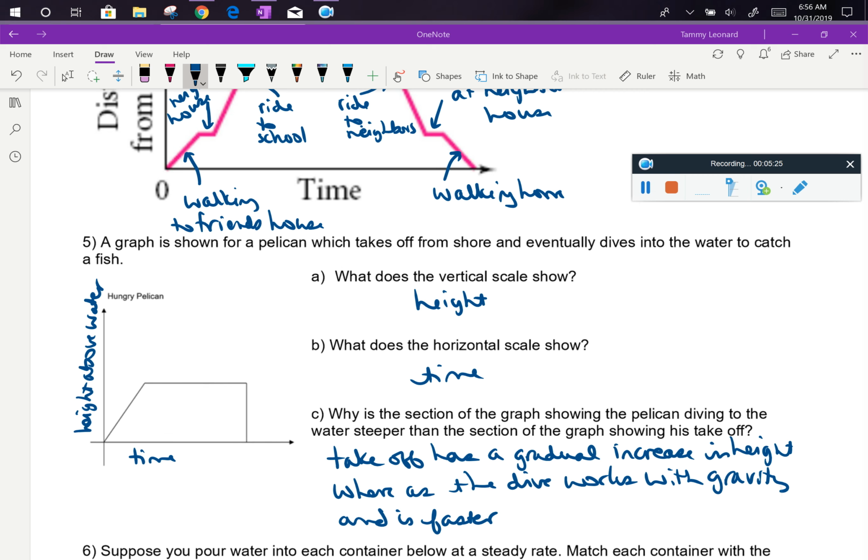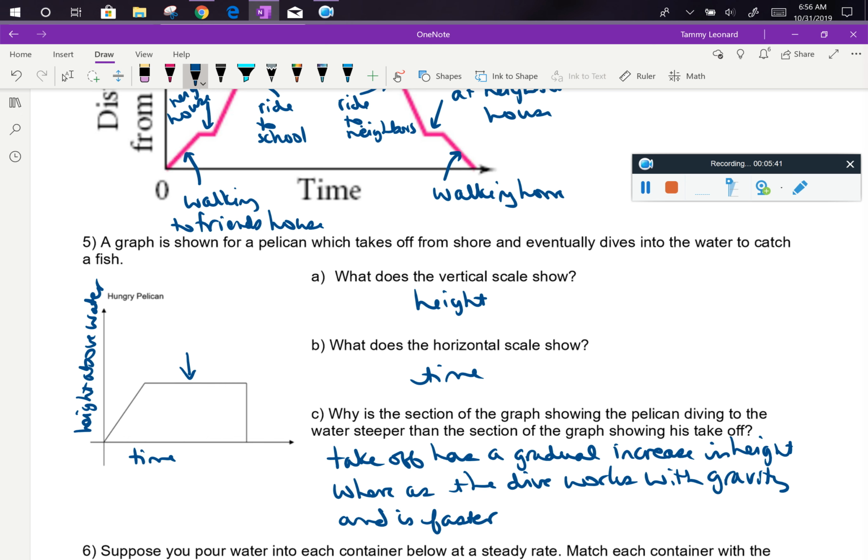We want to remember that this horizontal section represents height above the water. It doesn't necessarily represent the path in which the pelican was flying. The pelican could have changed directions many, many times, but if it maintained that altitude, the graph still just looks like a horizontal segment.